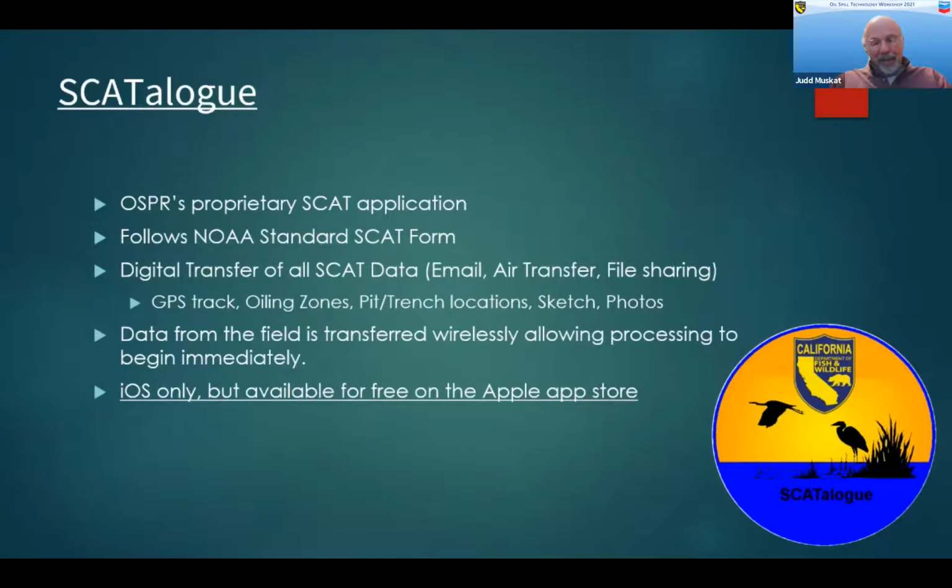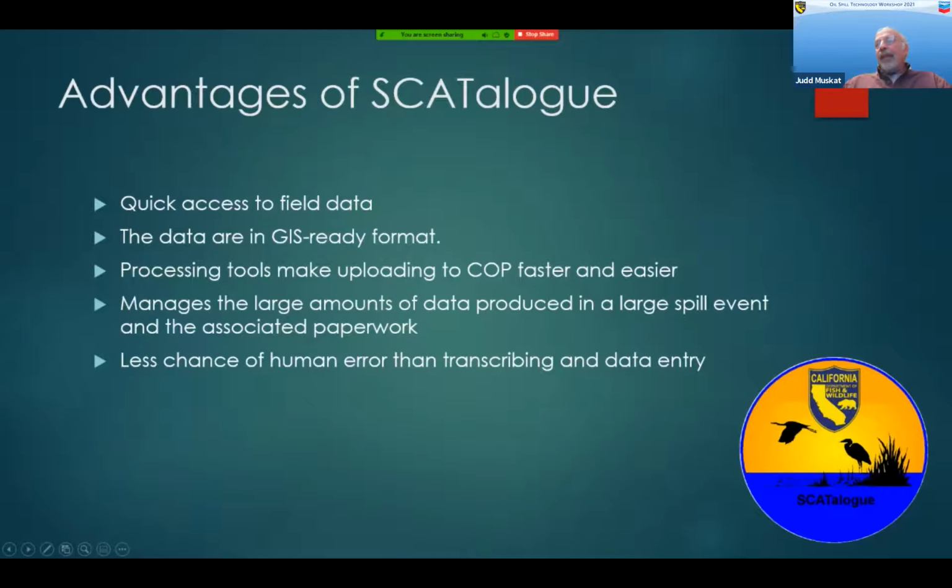At least one member of the SCAT team, the OSPR member, which will probably be the SCAT team lead, will be using Scatalog, and the other team members can follow on with their paper forms, and then they will all reconcile before the data is actually turned into the GIS unit.